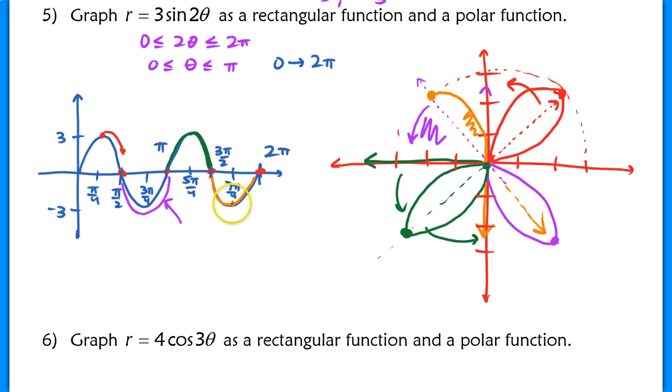And finally, to finish that off, from 7 pi over 4 to 2 pi. In this portion, where you normally would graph, we reflect it over here. And that's why as it decreases from 3 to 0, you're seeing it look like that. This is called a rose.